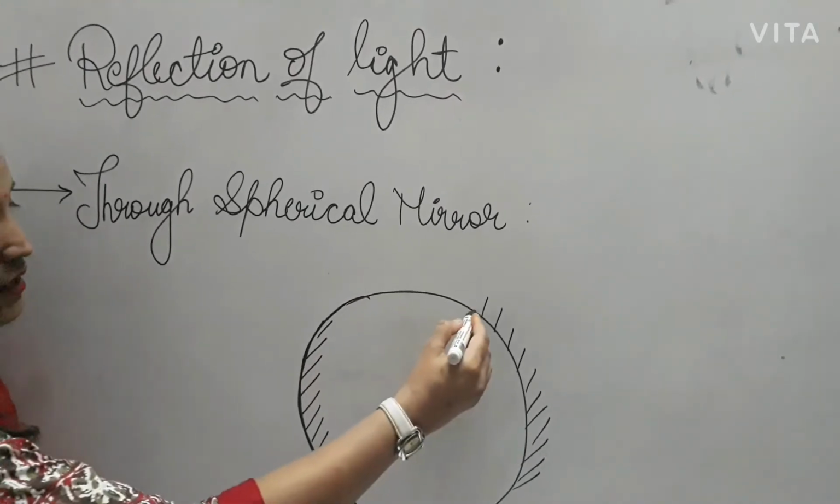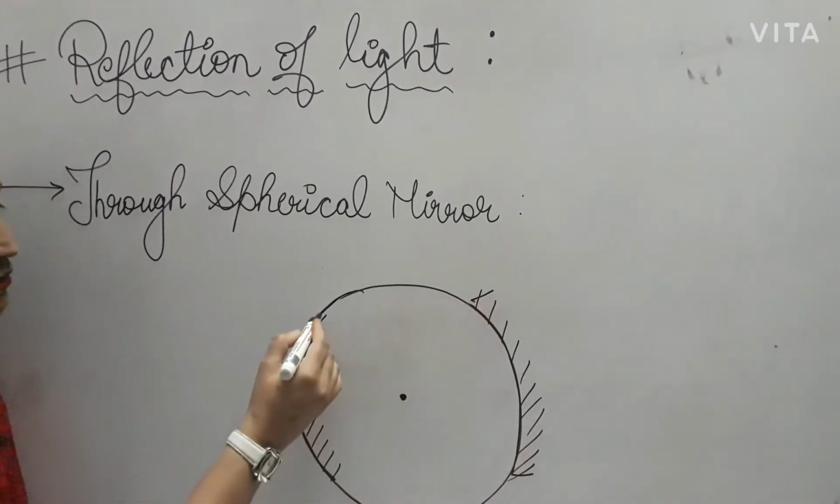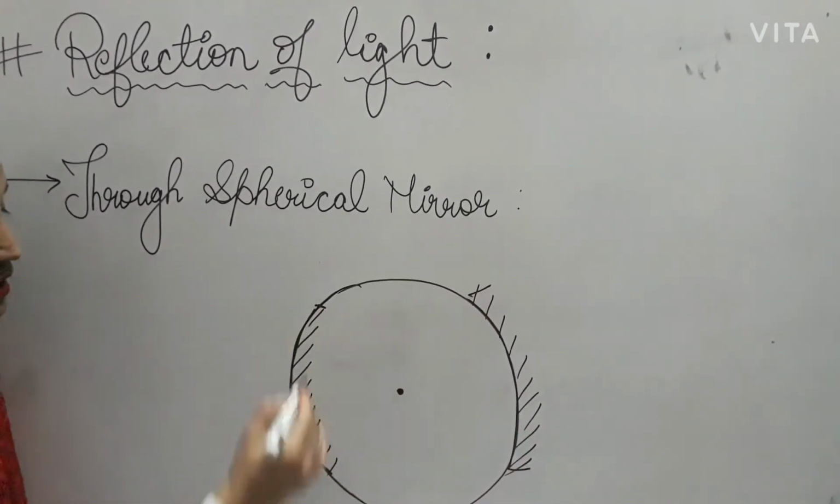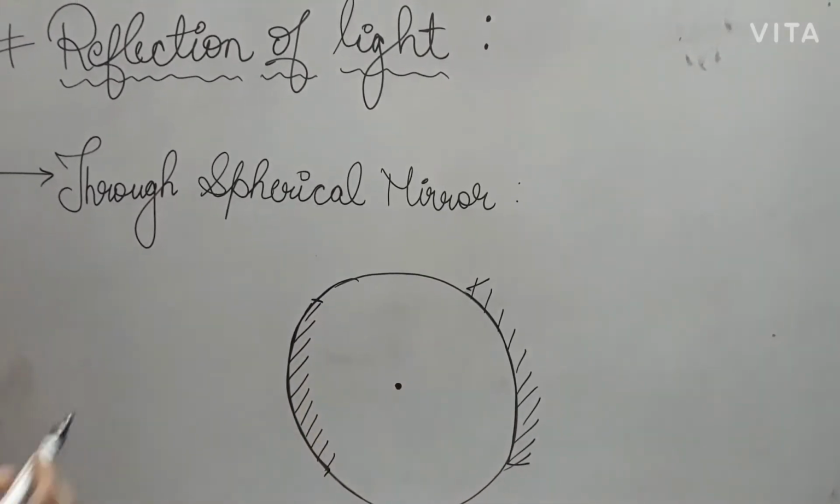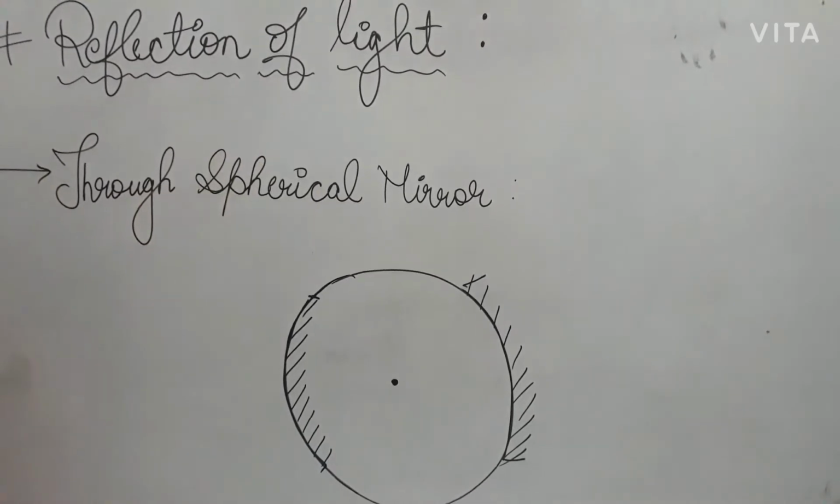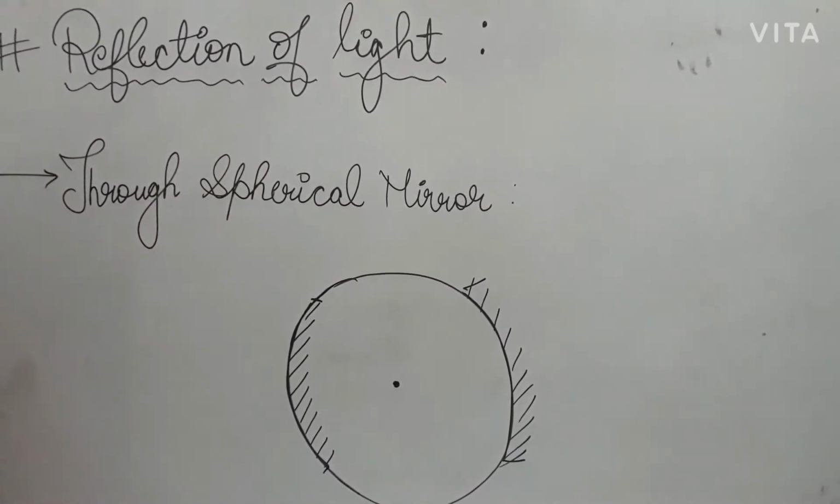You can see we have these two spherical mirrors. This is the concave mirror and this is the convex mirror. So these can be a part of this sphere. Before knowing about the reflection of light, you should know some definitions. So first of all, I will tell you a few definitions.